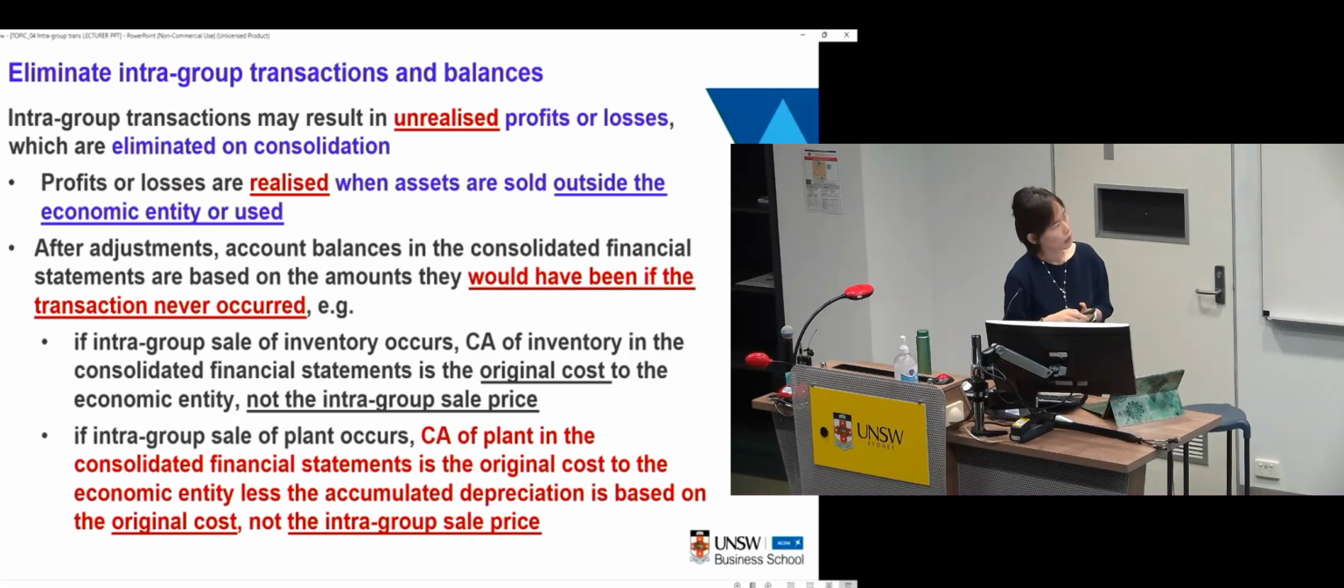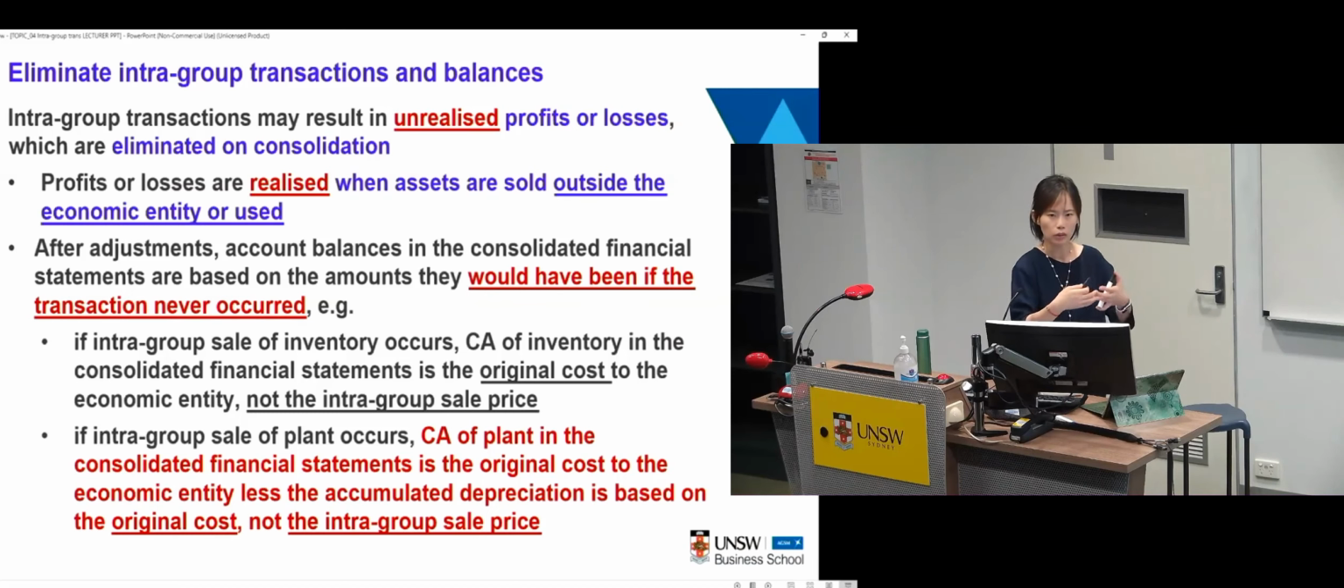Okay? Now, you can see after adjustment, the account balances in the consolidated financial statements are based on the amounts they would have been if the transaction never occurred. So again, the purpose of preparing this elimination entry is to remove the effect of this intragroup transaction, right? Now, if an intragroup sale of inventory occurs, the carrying amount of the inventory in your consolidated financial statements is equal to the original cost.